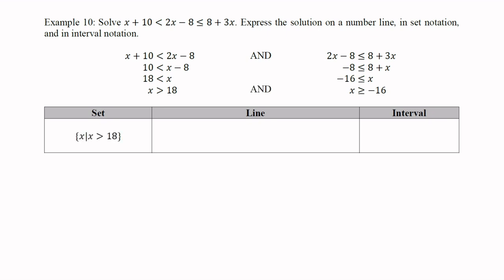Now in set notation, we can indicate this as x is greater than 18, because remember, we're doing the part that's shared, and since x is greater than 18 is shared with x is greater than or equal to negative 16, x is greater than 18 will take care of every part that's shared between the two. On a number line, this will be indicated by an open dot at 18 and shaded to the right, and in interval notation, the interval from 18 to infinity.